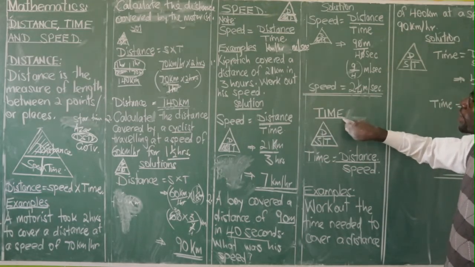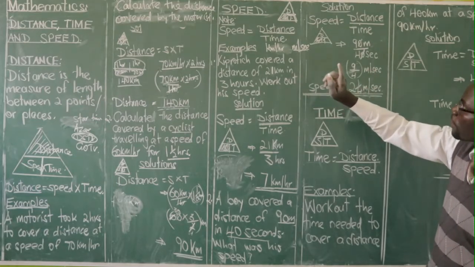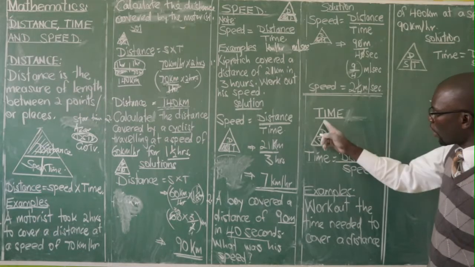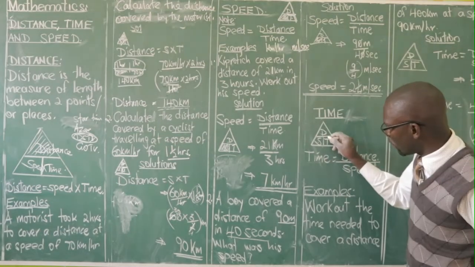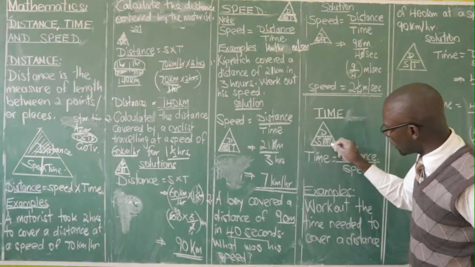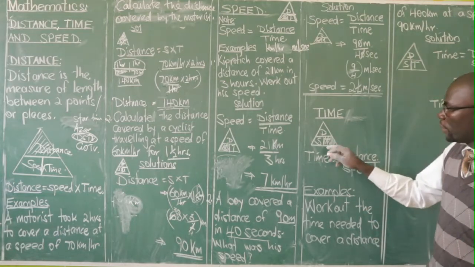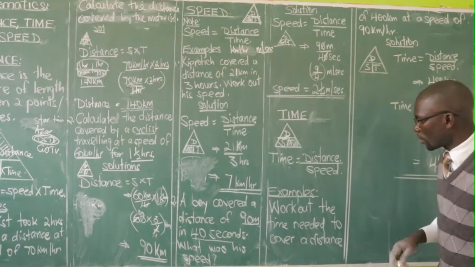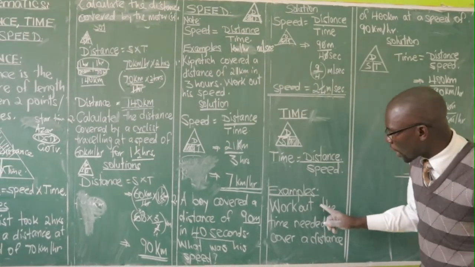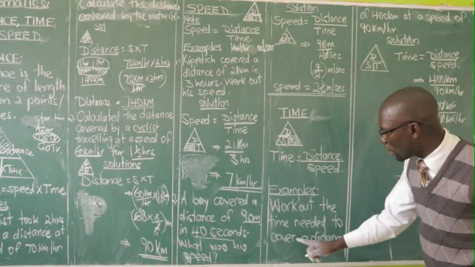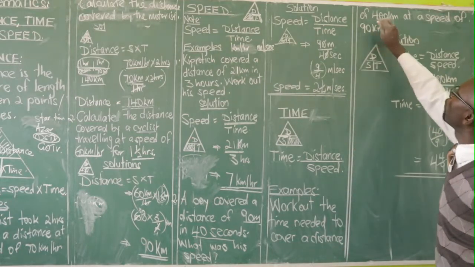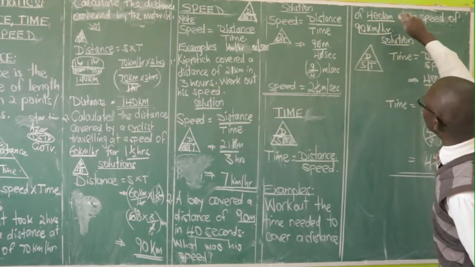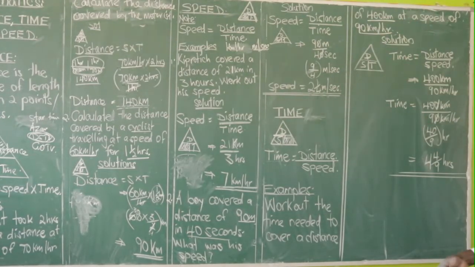Now let's see how we find time, because we have seen how to find distance, how to find speed, and then we are remaining with time. So now we draw a triangle again, put DSTV, and then we shade time. So time is distance out of speed. Have an example here. Work out the time needed to cover a distance of 400 kilometers at a speed of 90 kilometers per hour.